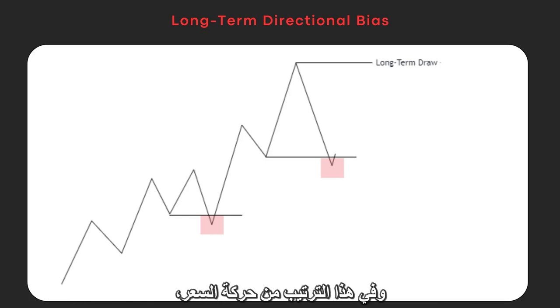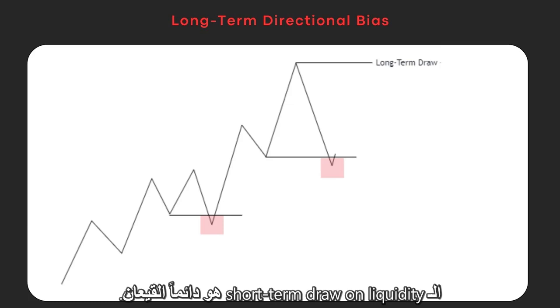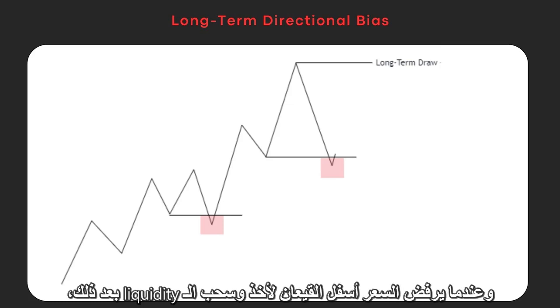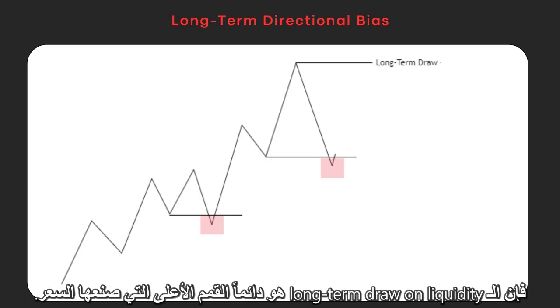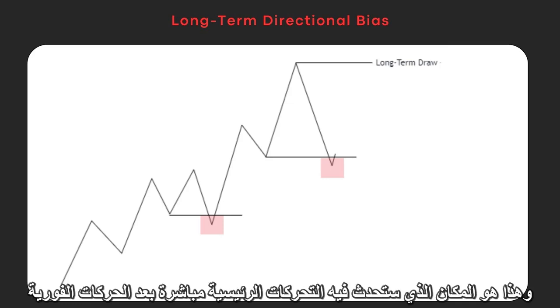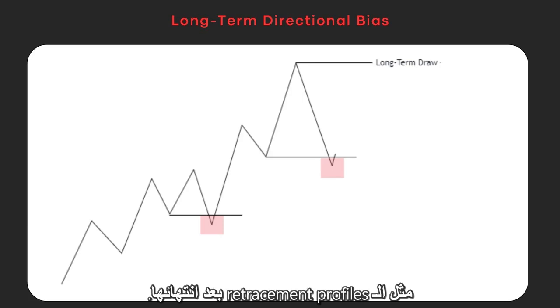In this sort of price action, the short-term down liquidity is always the lows, because that's where the retracement profile could end. And when price rejects below the lows to take out and purge liquidity, after that the long-term down liquidity is always the higher highs that price made. And that's where the major movements would occur, right? After the immediate smaller movements like retracement profiles are done.